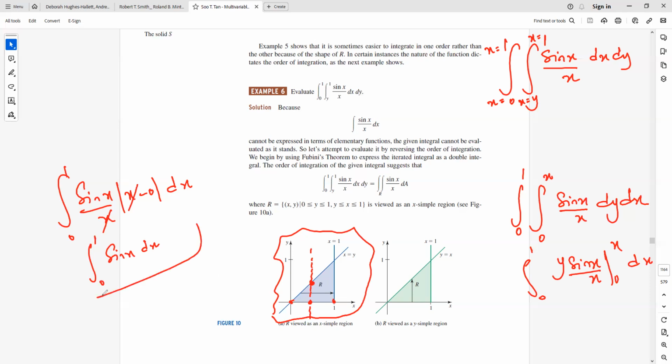So this is the way to compute double integrals for more complex regions, or if you want to change the order of the integration. So that's all for today's lecture.